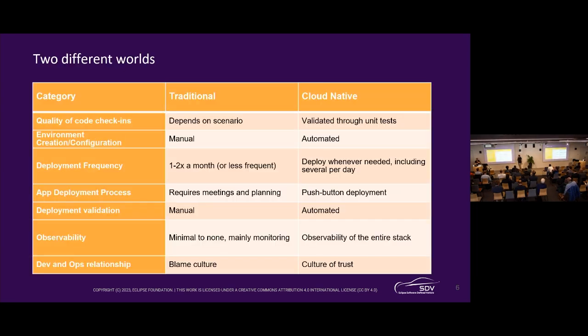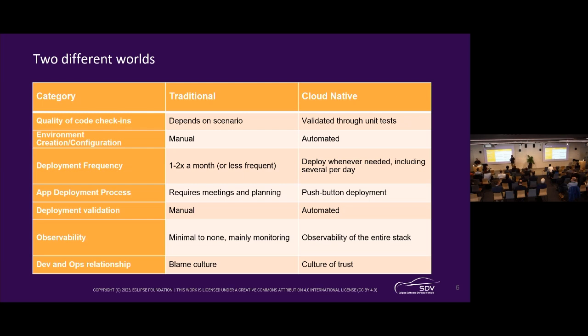Okay, two different worlds. I mentioned that already. It's very different. So I have a column that's called traditional. That applies to on-prem deployments, but also to automotive that is moving into a more agile cloud-native way. And on the right-hand side is cloud-native.